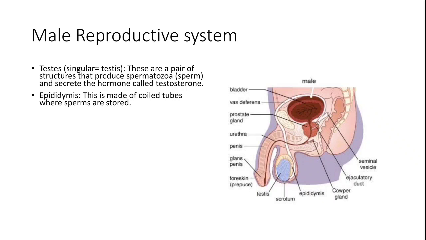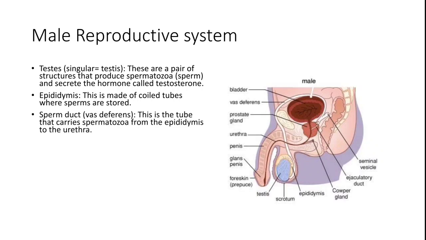That is why they are coiled, to just increase space for storage of sperms. Otherwise, sperms are stored in the epididymis. I don't know how you can pronounce it, but for me, it is epididymis. Make sure that you just know the spelling, my excellent biology student. We've got another part which is known as the sperm duct, also known as vas deferens.